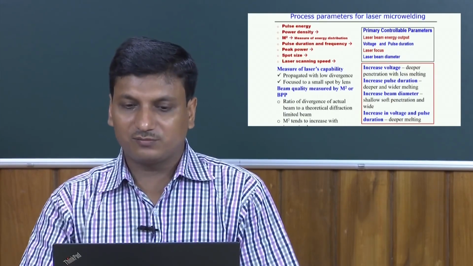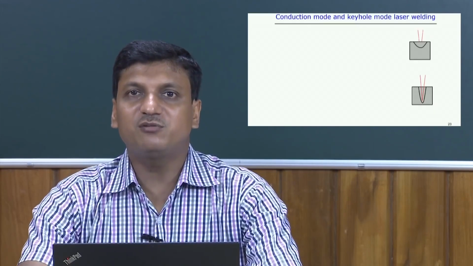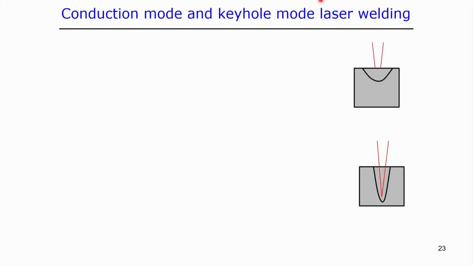when you try to apply the laser as a source. Now, we come to the most used modes, the conduction mode and the keyhole mode laser welding processes. This is a very important part of the laser welding process. If we look at the figure, you can find the difference between the conduction mode and the keyhole mode laser welding process.